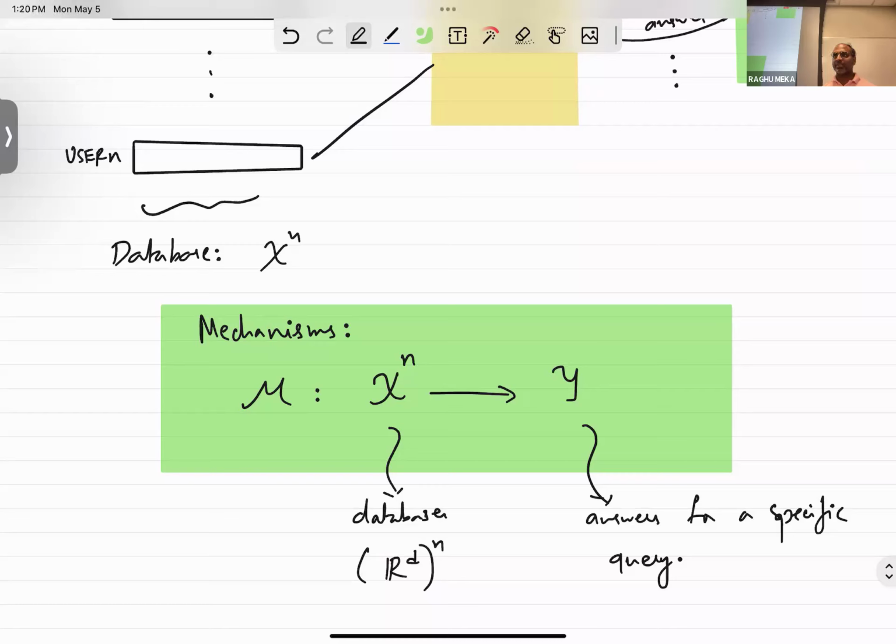All right. Does that make sense? And for example, I could use randomized response separately for each query. Yeah.